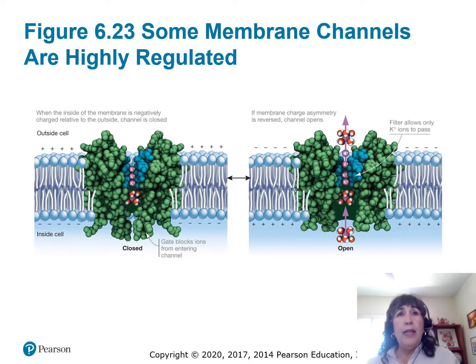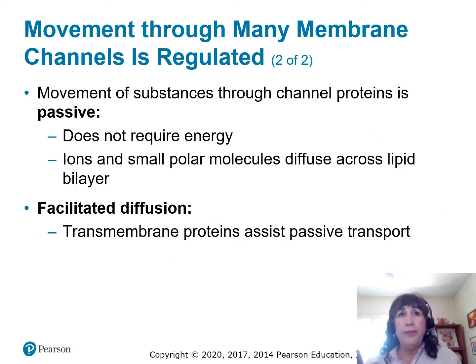So here you see that actually the channels can open and close. And notice on the left-hand side, positive charges are on the outside of the cell and negative charges are on the inside. But notice when there's a charge reversal, it opens up the channel. So this is an example of a gated channel, like a gate. And when the gates are open, notice that potassium, which has a positive charge, is moving across this protein through this channel.